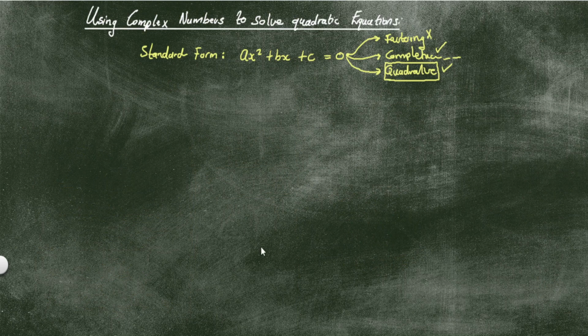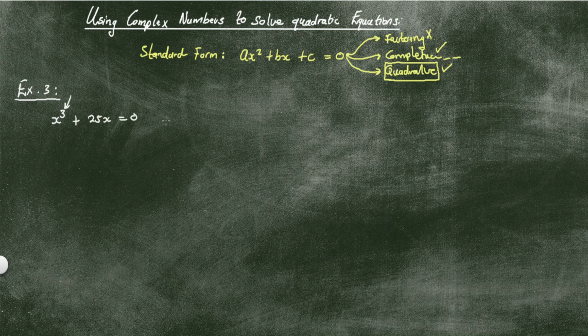Example number 3. I have x cubed plus 25x equal to 0. All right, I have a cube.